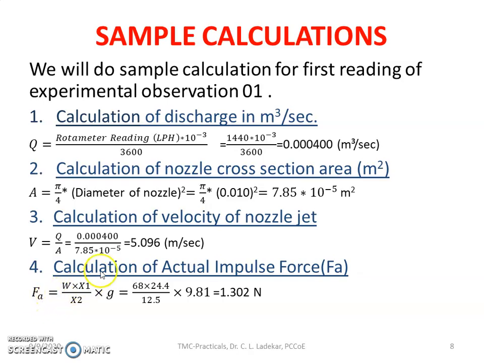In the observation itself, it's given that W is equal to 68 and x1 is 24.4, which is the distance of the movable weight, and the distance of the plate is x2, which is 12.5 and is fixed. If you multiply this with 9.81, you will get the actual force, which is 1.302 Newton. And as I told you, the theoretical force will be higher than the actual force.